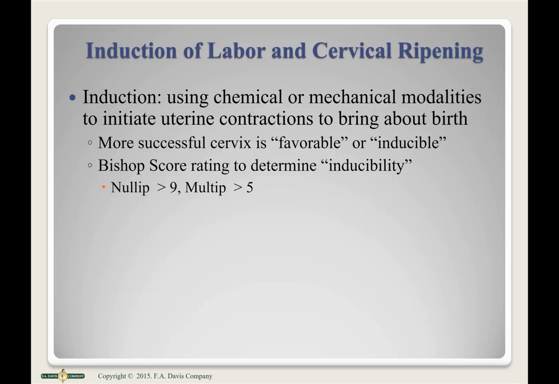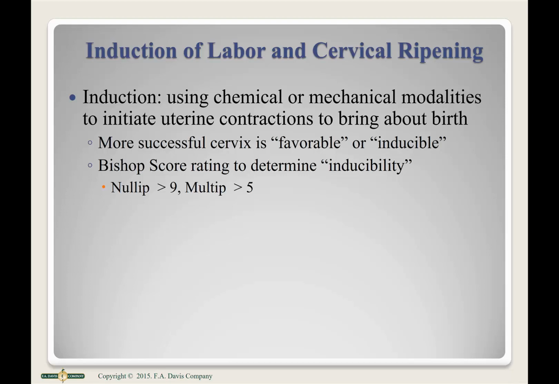Okay. Now, a lot of women come in for induction and cervical ripening. Induction means that we use some sort of method to cause uterine contractions. We can do a chemical method, which would be our Pitocin, or we can do a mechanical method, which we will talk about. One of those mechanical methods is rupturing of membranes.